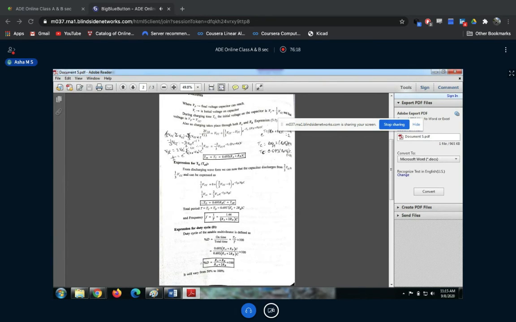The total time period is given by T on plus T off, which is nothing but 0.693 into (RA plus 2RB) into C. And frequency is nothing but 1 by T. If you take the reciprocal of this, you get 1.44 divided by (RA plus 2RB) into C. So guys, this is all the expression.